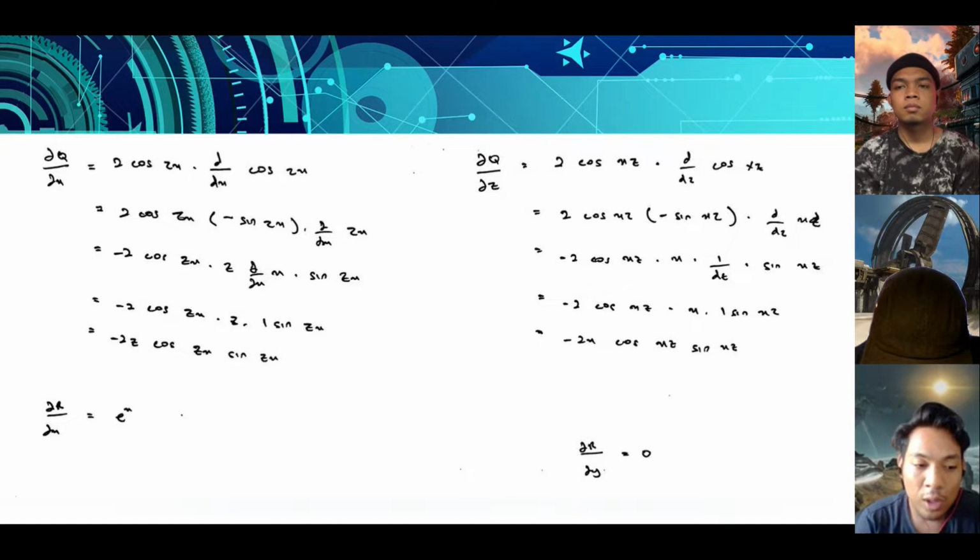And for dR/dx, we differentiate, and we get e to the power of x, and for dR/dy, we get 0.